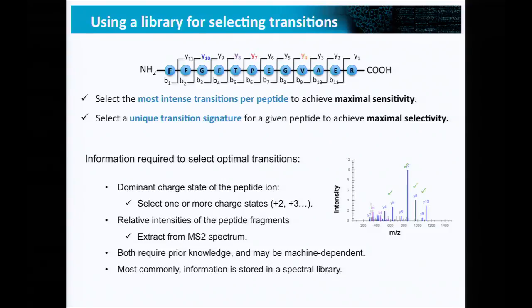And then we would like to know what are the relative intensities of the transitions, of the fragment ions, such that we select the transitions that we're interested in. And these charge states and fragment ions are basically prior knowledge, so we need to obtain this from somewhere. These can be very machine dependent and vary from machine to machine. I will address this in a couple of slides a little bit further. And the way that we store all of these and use it is in a spectral library. So that is a collection of a lot of spectra that we can store.